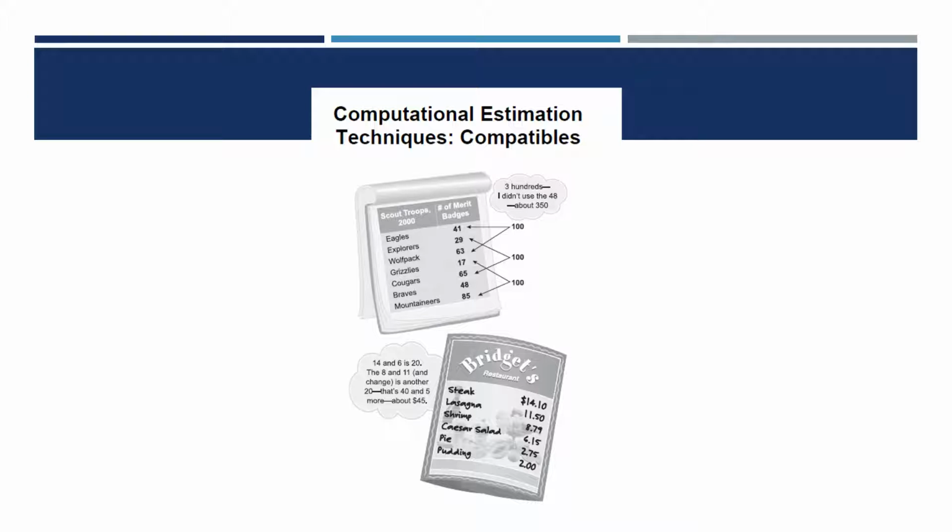If I'm looking at the 65 and the 29, that's also very close to 100. And then the 41 and the 63, also very close to 100. So about 300. Now the 48 wasn't used, so I'm going to just round that to 50, so I know it's about 350. And then you do the same thing with money down there.